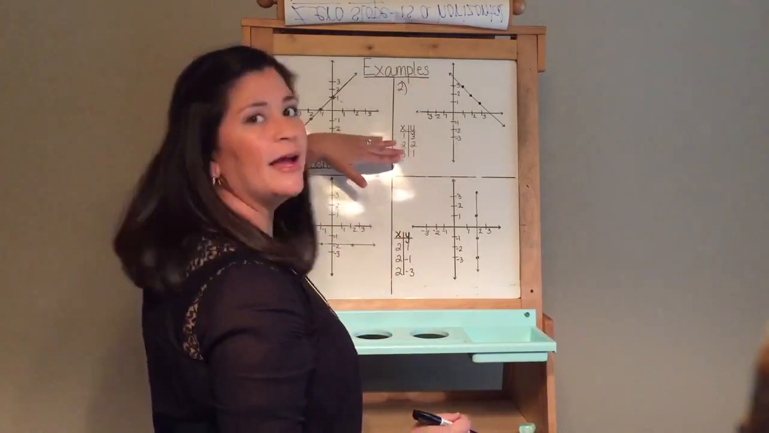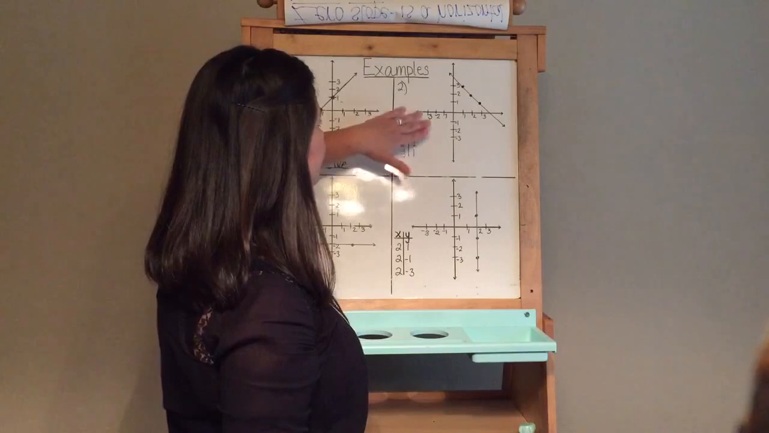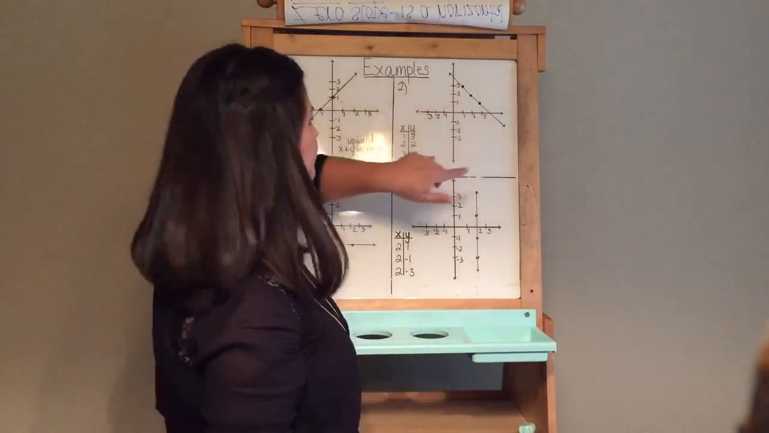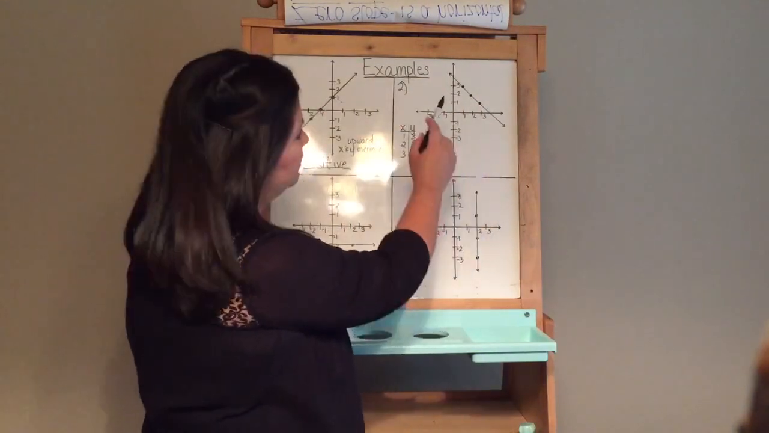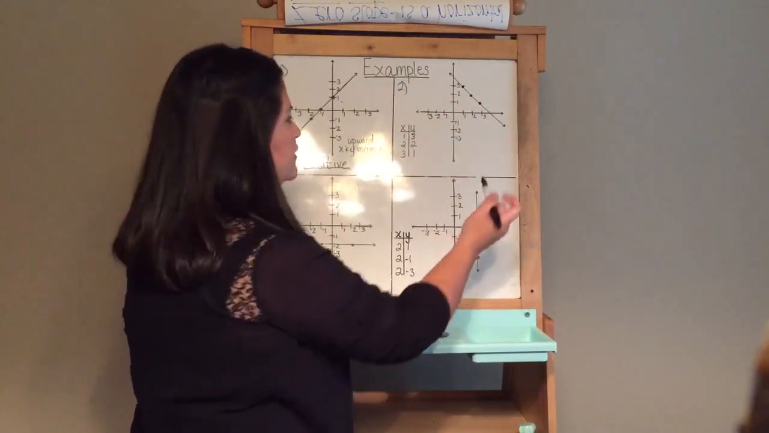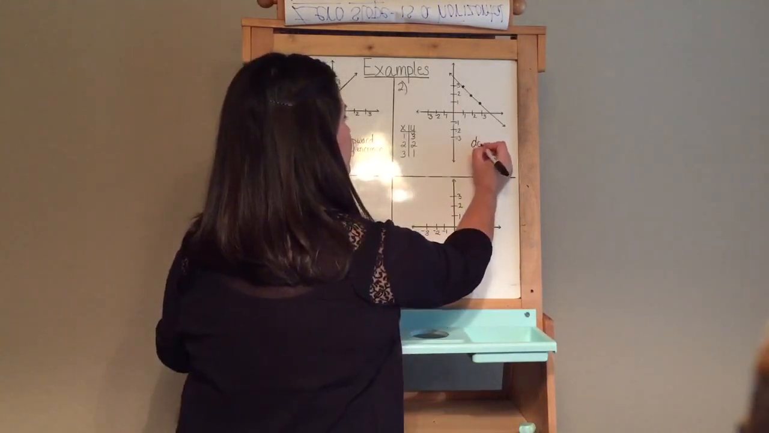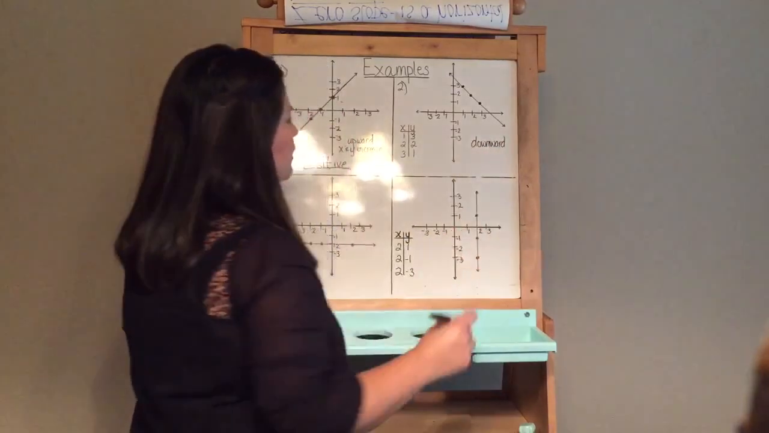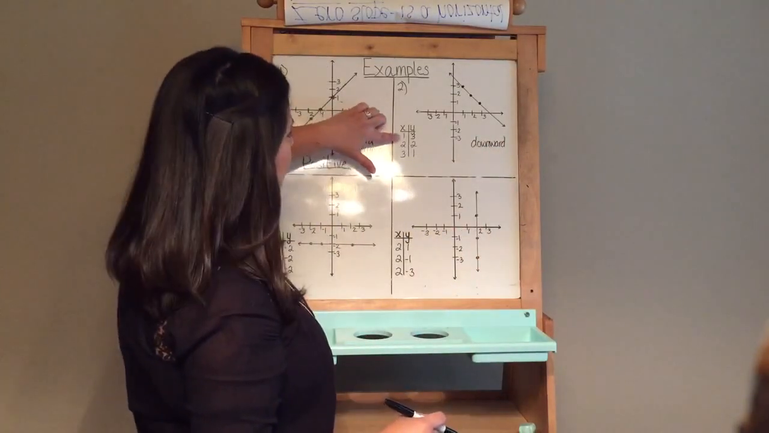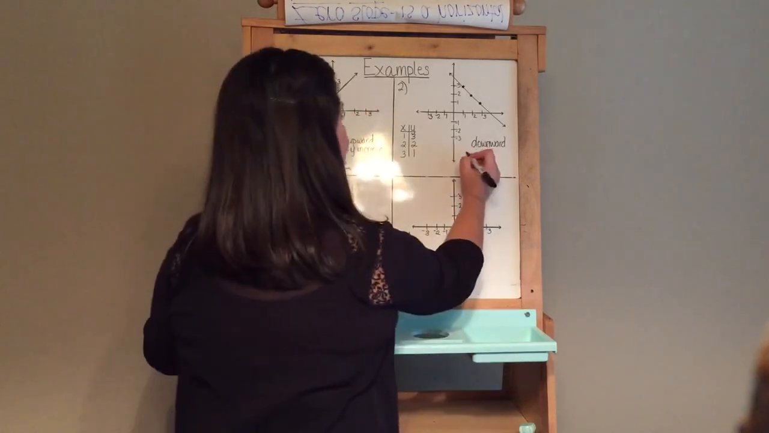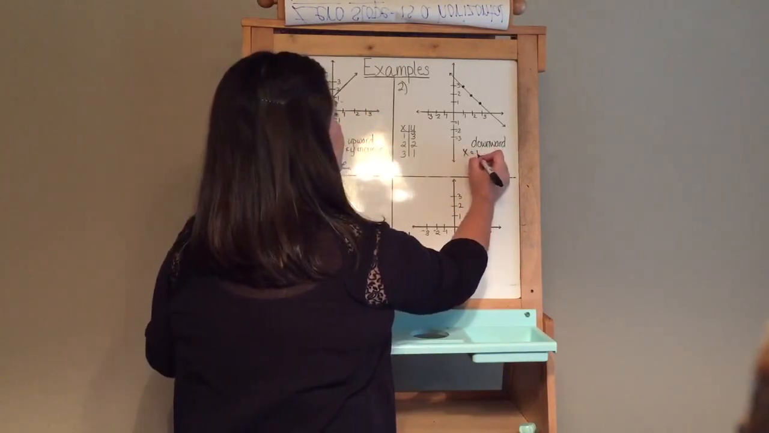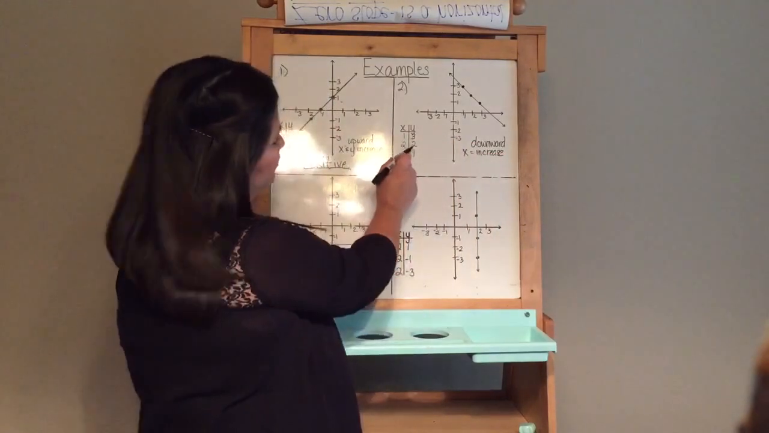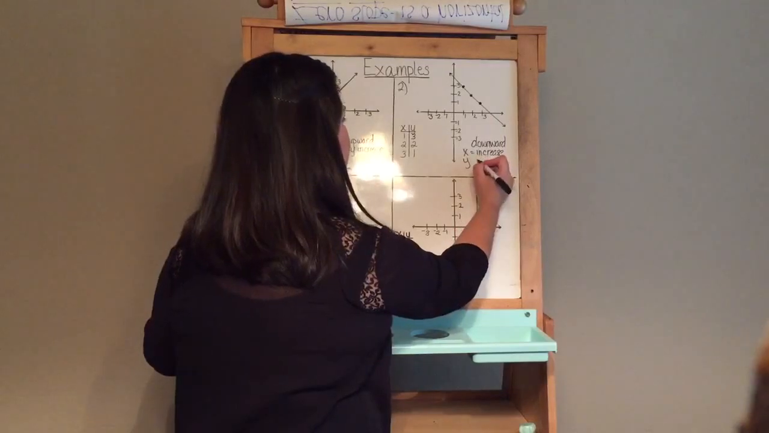On this we have the x and y coordinates. We have 1, 3, 2, 2, and 3, 1. If we look at the slope of the line, it's going in a downward motion. So let's go ahead and write that down. Then if we look at the x and y coordinates, we're seeing that the x is increasing, and the y with the 3, 2, and 1 is decreasing.